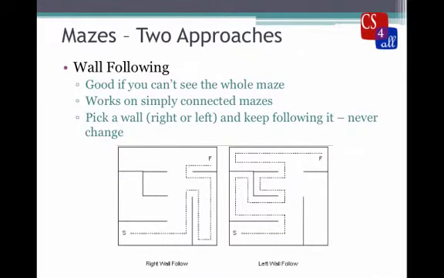What kind of algorithms exist for solving mazes? Well, actually, a number of algorithms exist for solving mazes, and we're going to talk about two here. The first one we're going to talk about is wall following. Now, this is good if you can't see the whole maze, and it works on simply connected mazes. So with wall following, you pick a wall, either the right wall or the left wall, and you keep following it, never changing which wall you're following.